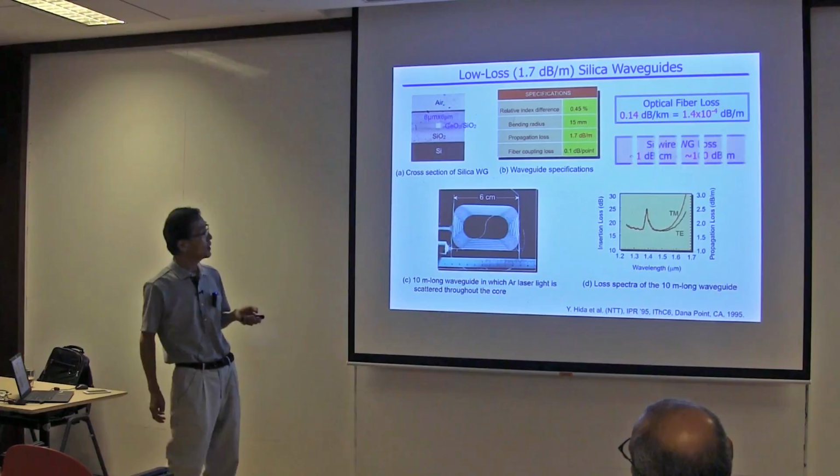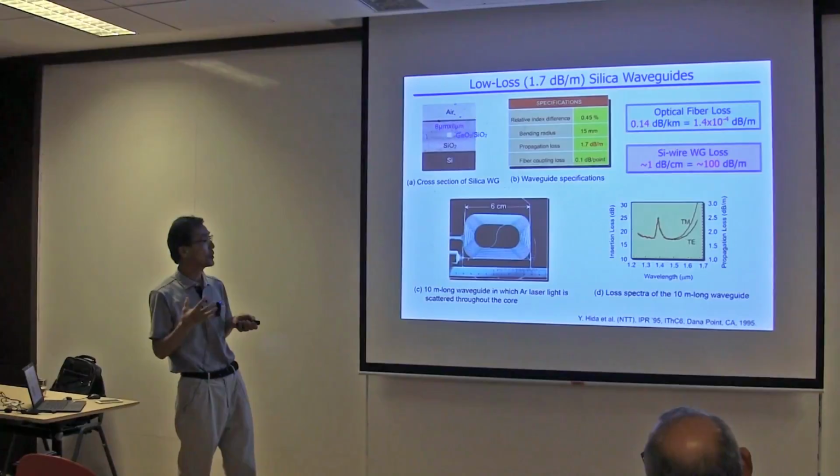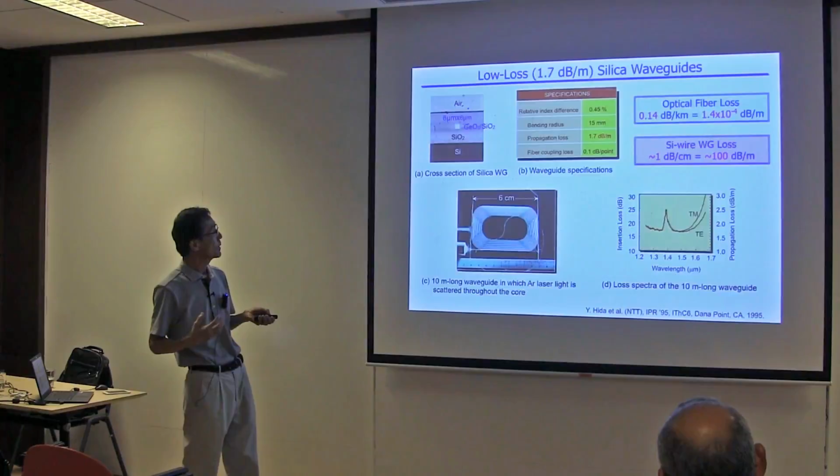I will describe more later on silicon photonics. The silicon wire waveguide loss is typically 1 dB per centimeter, which is 100 times larger than silica. So the advantages of silicon are manifold. I will describe them later on. But the loss is very high compared to silica waveguides.